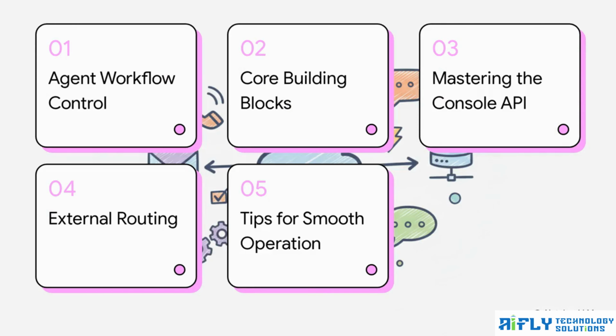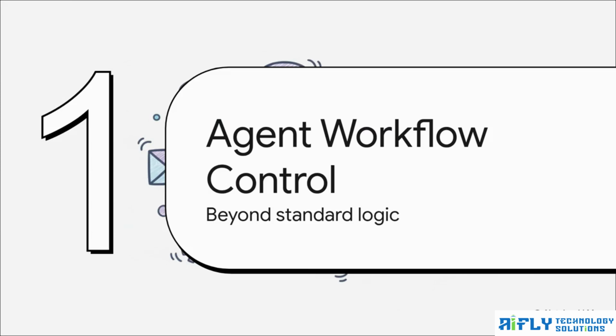So here's what's on deck. First, we'll talk about why you'd even want to go custom and take control of your agent workflow. Then, we'll get into the nitty-gritty, the core building blocks, the APIs. After that, we'll jump to the front end and master the console API. And then, we'll get to the really cool stuff, integrating external routing. And we'll wrap it all up with some pro tips to make sure everything you build is absolutely rock solid. Okay, so let's get right into it.